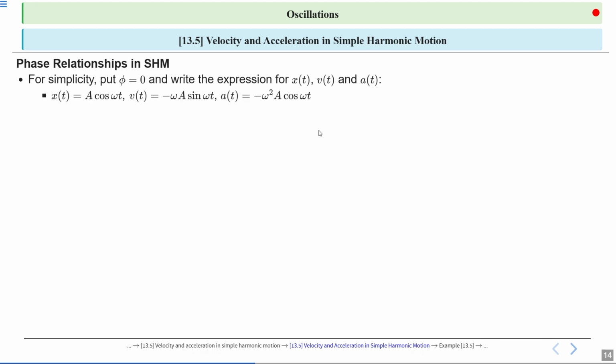So x of t is equal to A cos omega t, v of t is equal to minus omega A sin omega t, and a of t is equal to minus omega square A cos omega t.